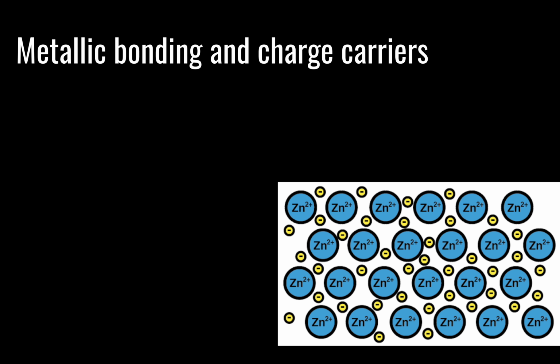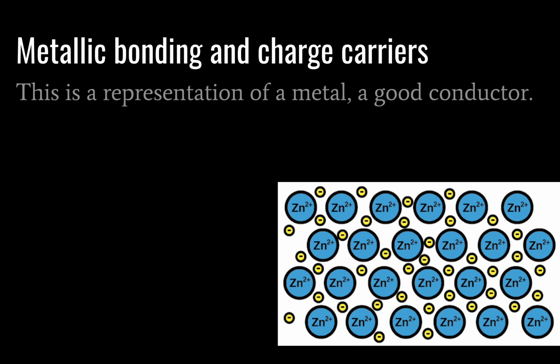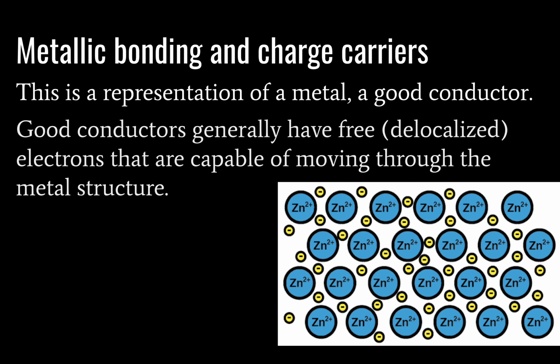Okay, next up we have metallic bonding and our charge carriers, which, as I already spoiler alerted you, is in fact the electron. Okay, so here we have a representation of a metal and metallic bonding, and the metal in question is zinc here. Zinc is a good conductor, as most metals are. In fact, all metals are. And the reason why they are good conductors is because they have these free or delocalized electrons that are capable of moving through the structure. Another good conductor would be graphite, which similarly has delocalized electrons that can move through the structure.